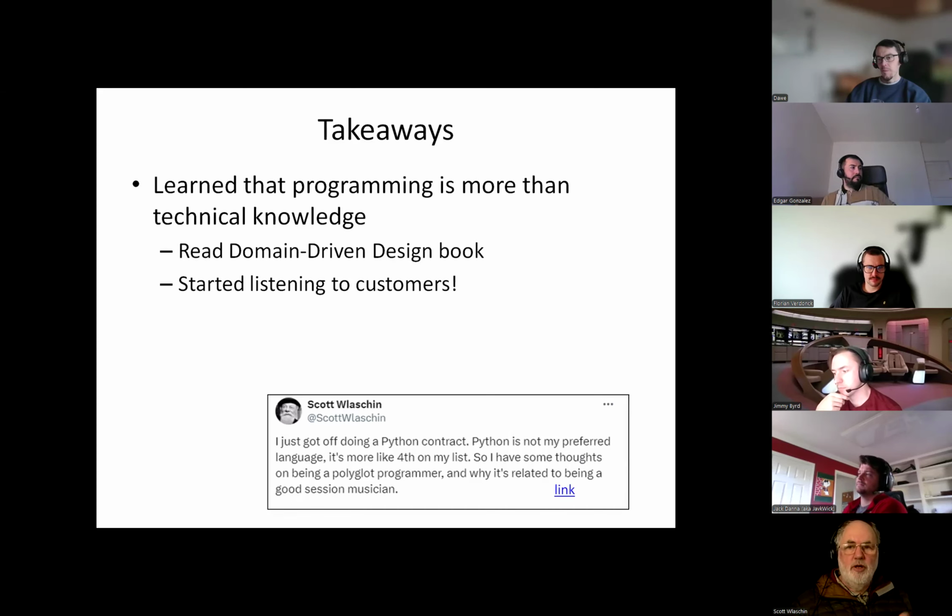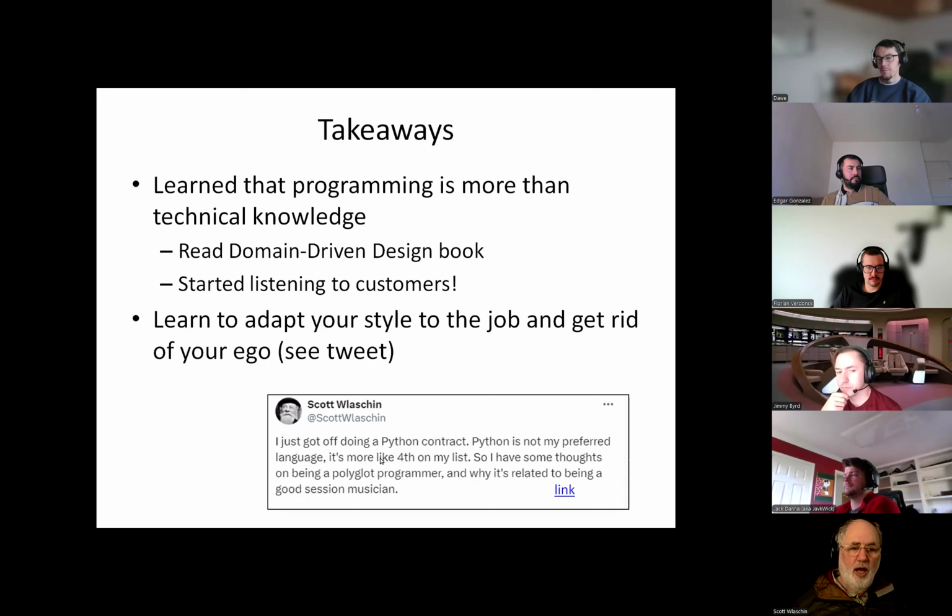And sometimes the technically best technology is not what people want. So I had to get rid of my ego. Rather than say, well, my way is the best way, you learn to adapt your style. I actually have a whole tweet about this on doing Python. I did a Python contract recently. I'm happy to do any jobs that will pay me.